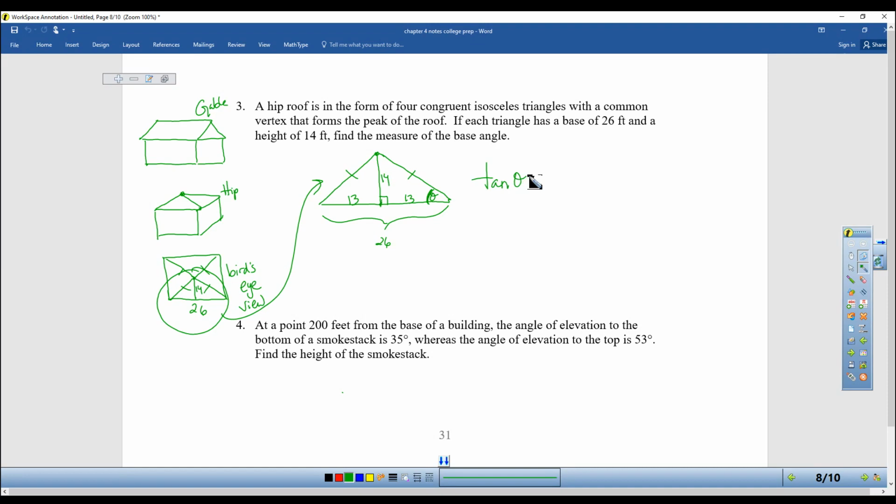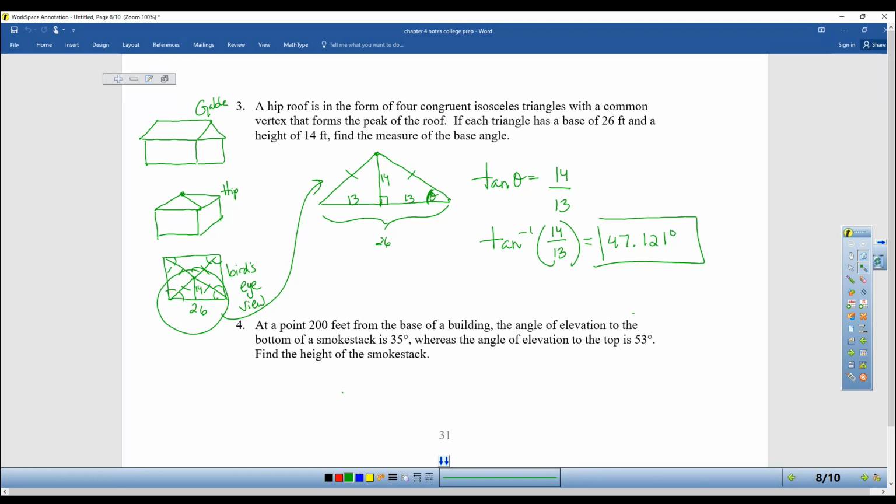So tangent of theta is opposite over adjacent. And I go ahead and plug that into my calculator by doing inverse tangent of 14 over 13, making sure that my calculator is in degree mode. And I will get 47.121. That's the measure of that base angle. And of course, it's the same at every single spot on there.